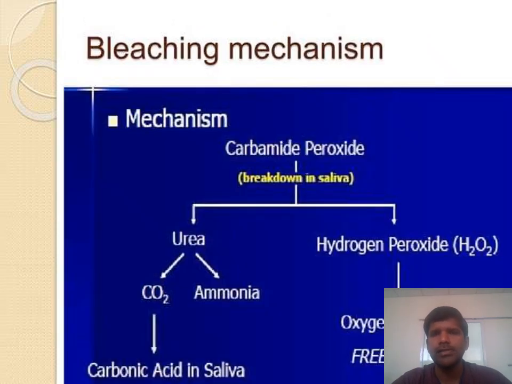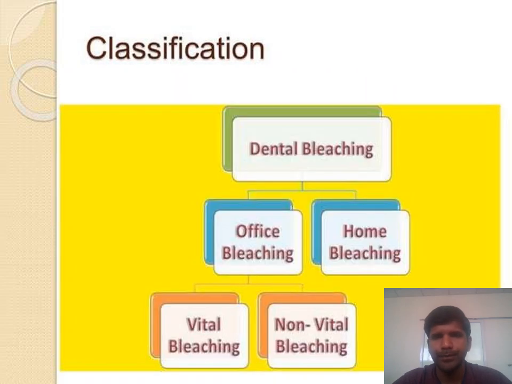Coming to the bleaching mechanism, when we take carbamide peroxide, it breaks down in the saliva into urea and hydrogen peroxide. The urea further divides into carbon dioxide and ammonia, and the carbon dioxide becomes carbonic acid in the saliva. The hydrogen peroxide acts, releases oxygen, and it breaks the free radicals.